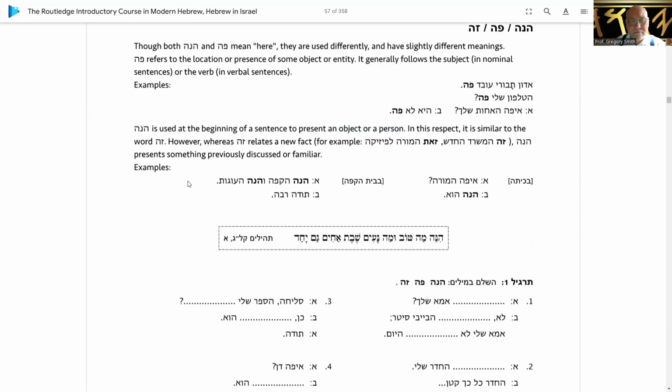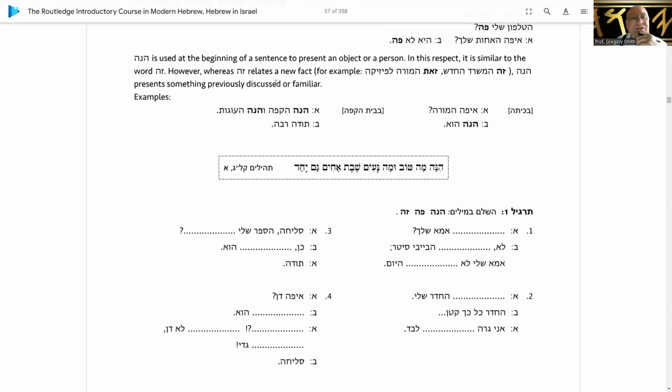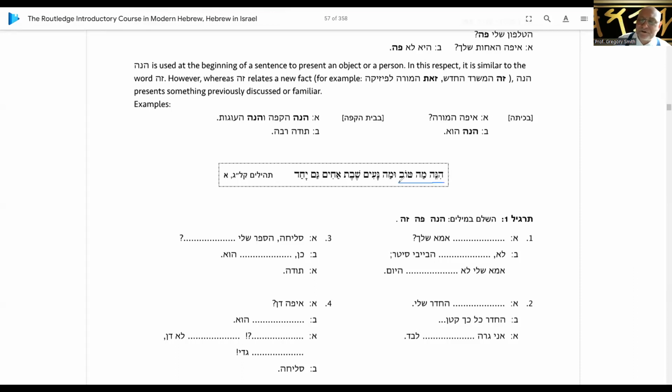Okay. All right, so let's take a look at this right here. Hine mato, oh, look at this. Hine mato uma naim sheverakim gam yachad. Look at that. There's Hine mato right there. That song.